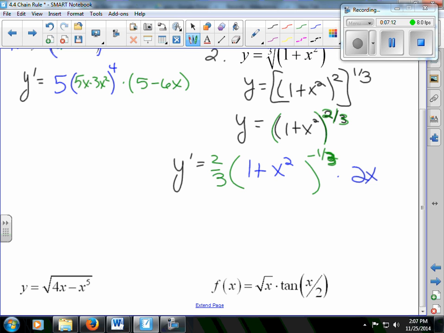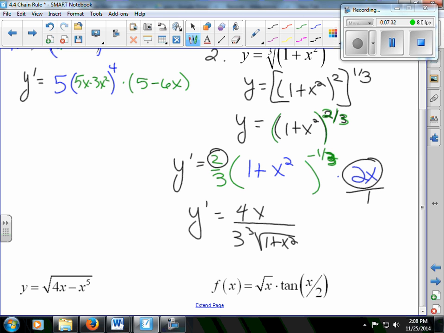And you can simplify this. This will be y prime equals 4x over 3 times the cube root of 1 plus x squared. So how did I simplify that so fast? Well, in the top, I have a 2, and I have a 2x, right, because it's over 1. So it's 4x in the top. I know I have this 3 in the bottom. And then 1 plus x squared is to a negative power. Negative powers go to the denominator. And the 1/3, I just rewrote that as a cube root in the denominator because it was a negative to start with.